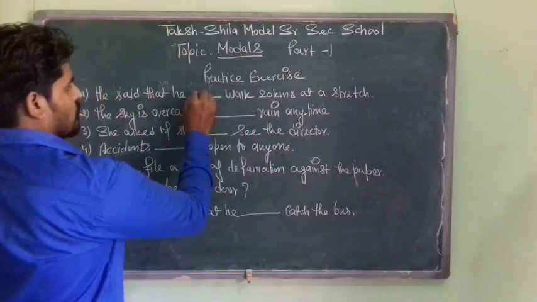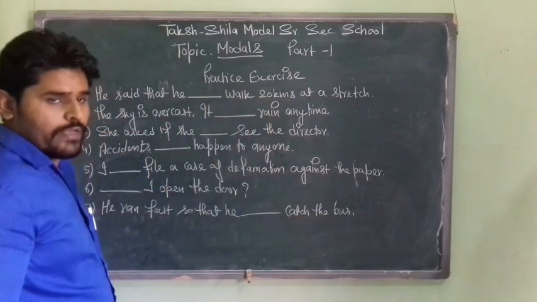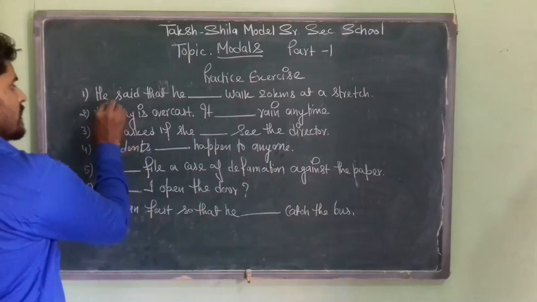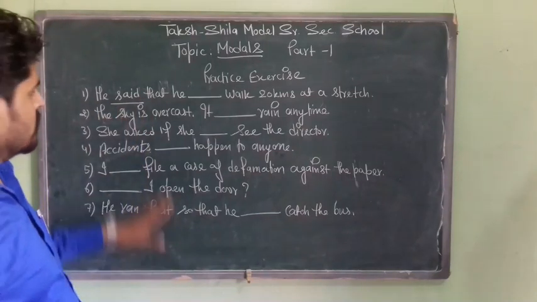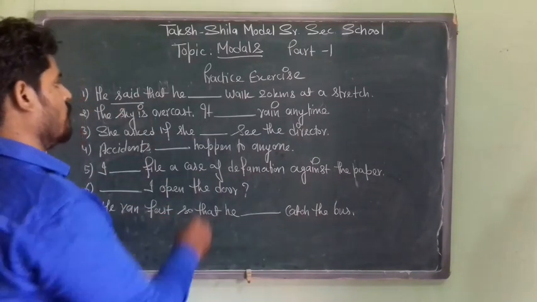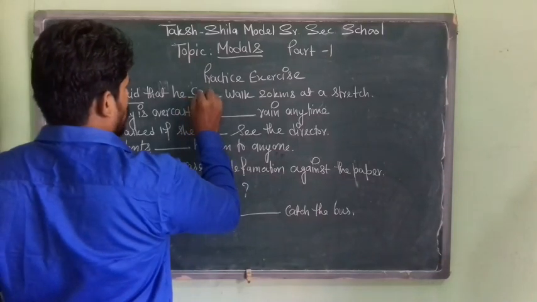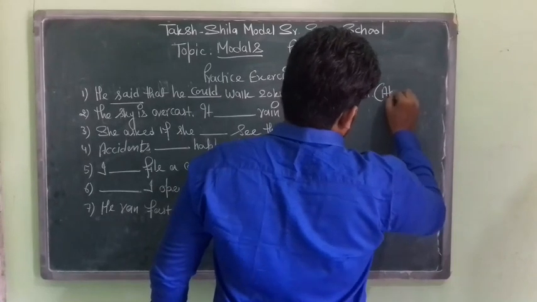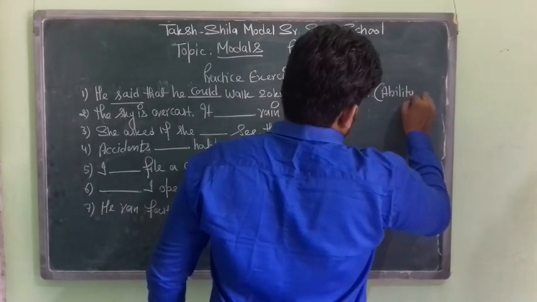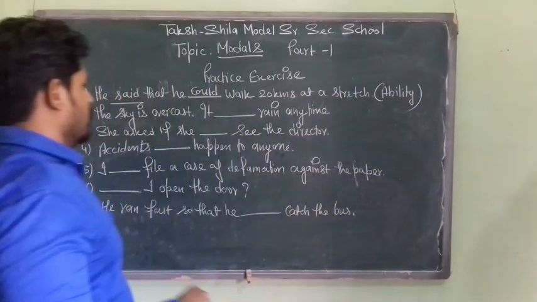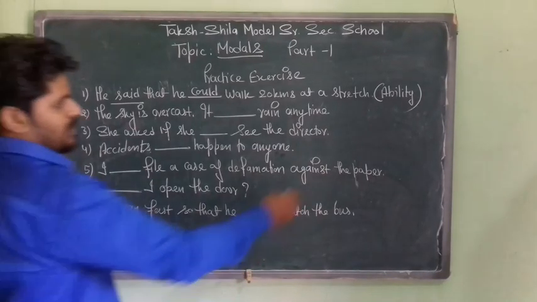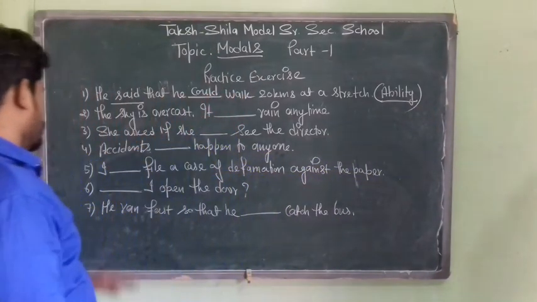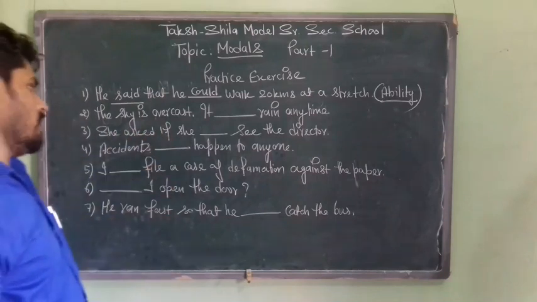If we use can, this will not be proper here. Why? Because the principal verb is in past tense. Since the principal verb is in past tense, for ability we will use could here. And it shows what? It shows ability. Or capacity as well.